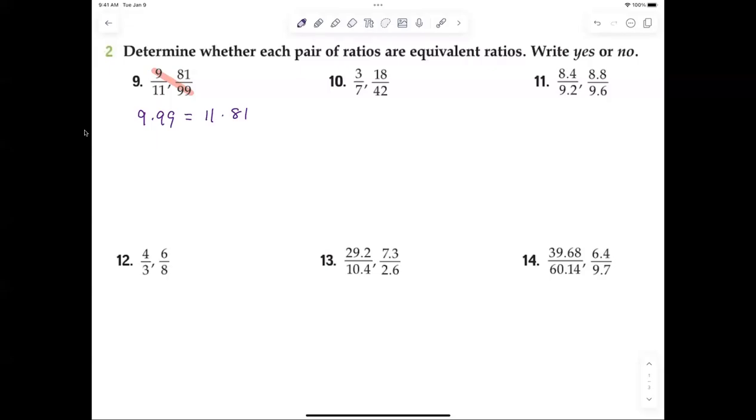What I'm trying to show you is you don't need a calculator to tell me that's equal. What is 99 the same as? 9 times 11. Does everybody agree with that? So 9 times 9 times 11. Is that the same as 11 times 9 times 9? So basically what I just did. All right, so are they equivalent ratios? The answer to number 9 is what? Yes.